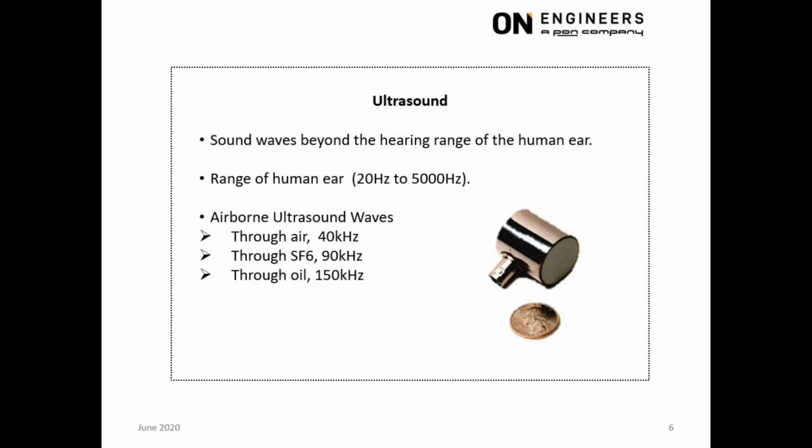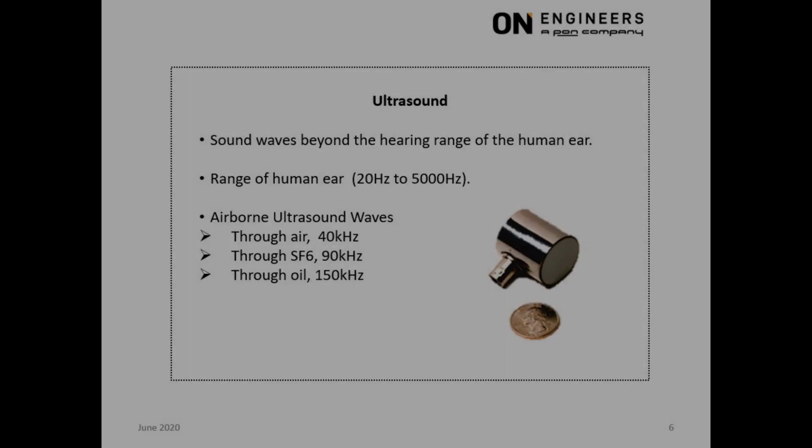It is sound wave that is beyond the hearing range of the human ear. The human ear can hear sound in the range of 20 to 5,000 Hz. Ultrasound traveling through air is about 40 kHz and beyond the frequency range of the human ear. Ultrasound traveling through denser medium like oil and SF6 has higher frequency.